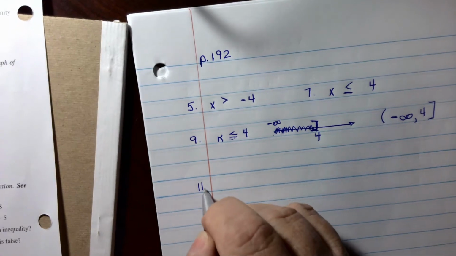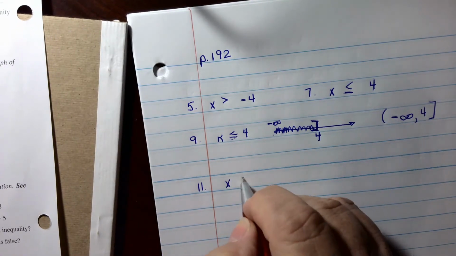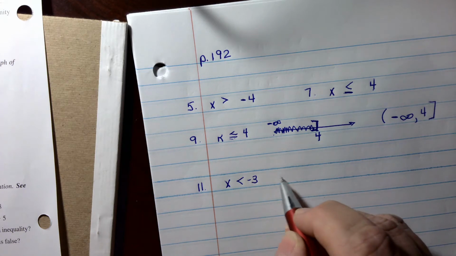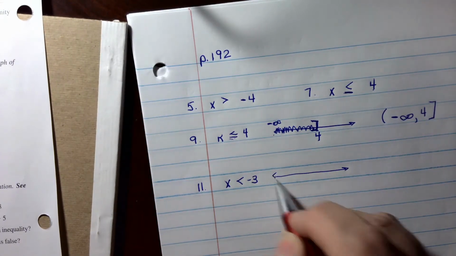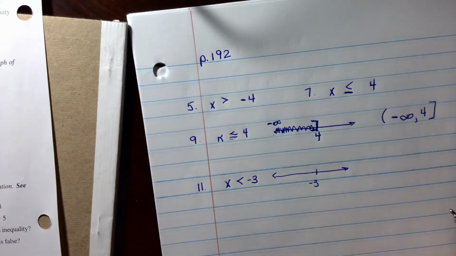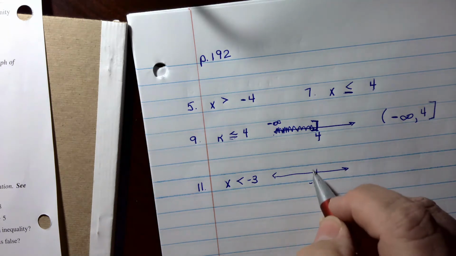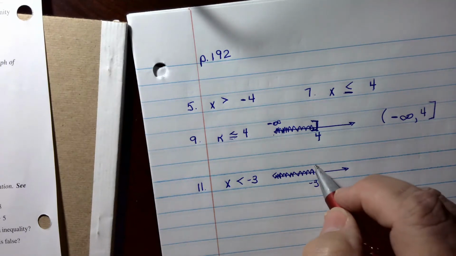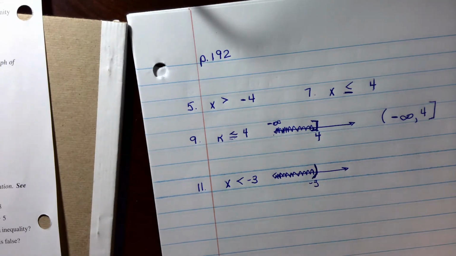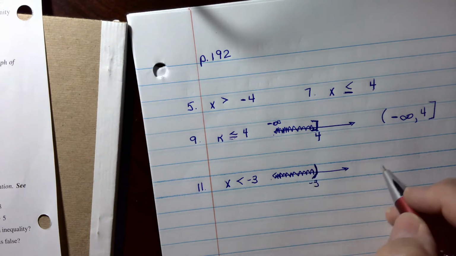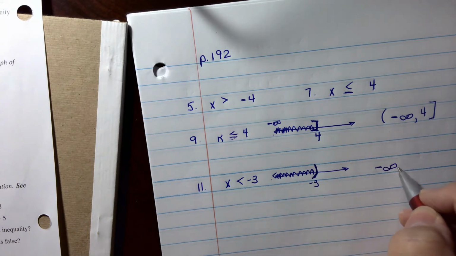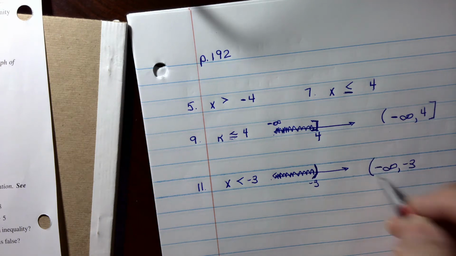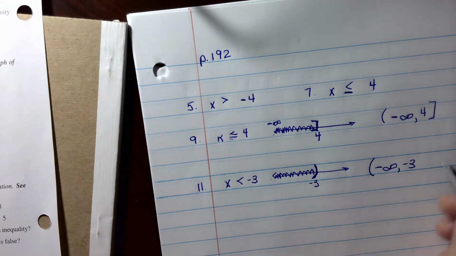Alright, number 11. They give us x is less than -3. So I draw my number line, I mark -3. It's less than, so I shade left, and it doesn't have the equal to, so I use the parenthesis, left to right. So negative infinity to -3, always a parenthesis on infinity, and because it didn't have the equal to, I use a parenthesis there as well.